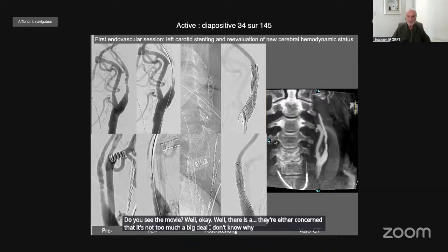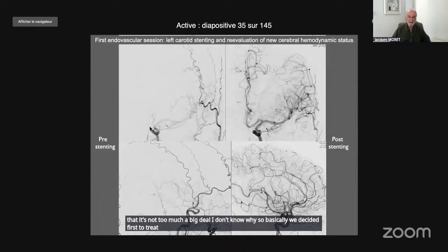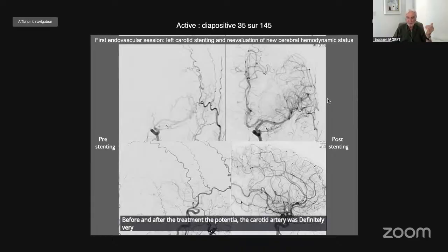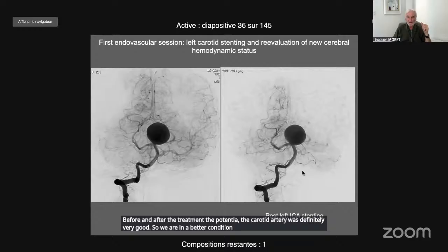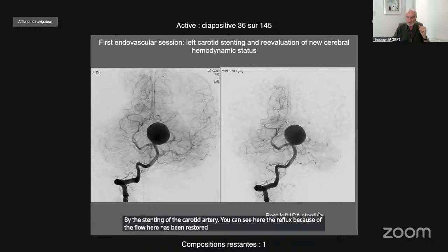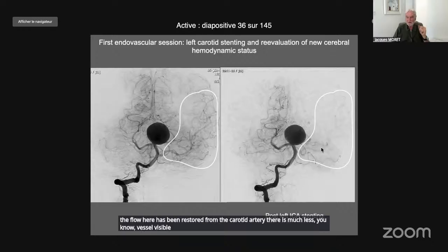So basically, we decided first to treat the carotid territory, and you can see that before and after the treatment, the patency of the carotid artery was definitely very good. So we are in a better condition to treat this aneurysm. So now we move back to the aneurysm, and let's have a look at the flow modification that has been induced by the stenting of the carotid artery. You can see here the reflux because the flow here has been restored from the carotid artery. There is much less vessel visible here because the carotid is flowing again. So this is extremely important.